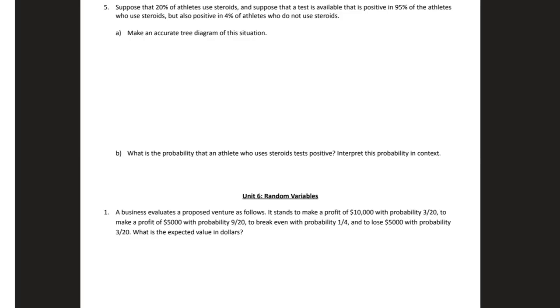All right, the next question is from Unit 5, and this is a tree diagram situation. So it says, suppose 20% of athletes use steroids. Suppose that a test is available that's positive in 95% of athletes who use steroids, but also positive in 4% of athletes who do not use steroids. First, we're going to make a tree diagram of the situation. So first of all, we're going to split up the steroid users and non-steroid users.